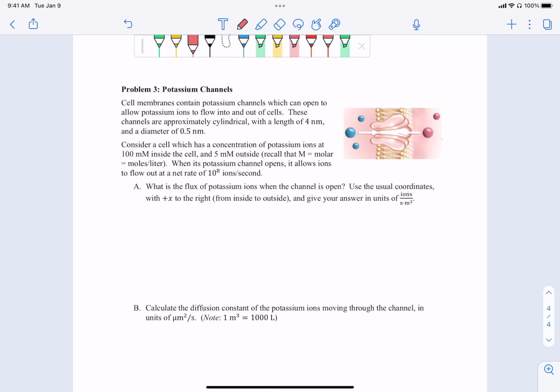What is the flux of potassium ions when the channel is open? Use the usual coordinates with positive x to the right from inside to outside and give your answer in units of ions per meter squared seconds.